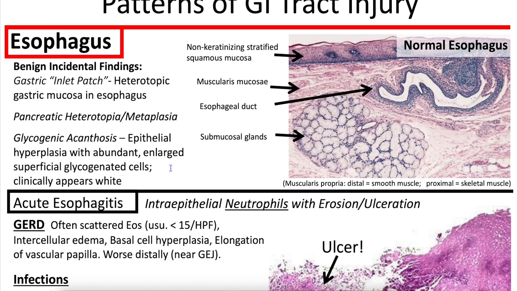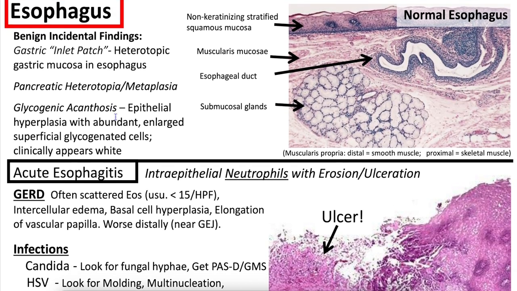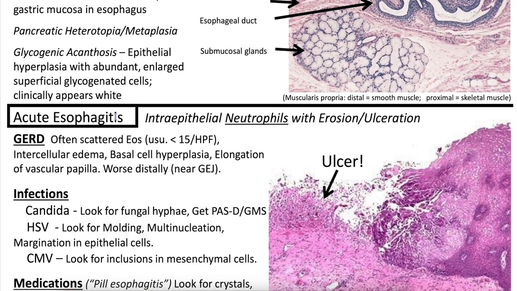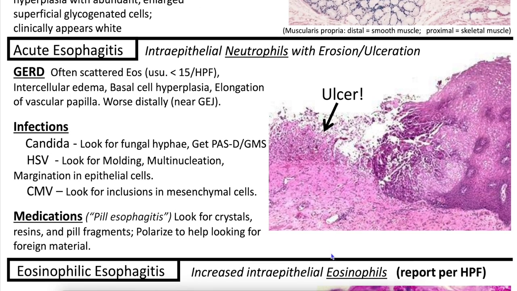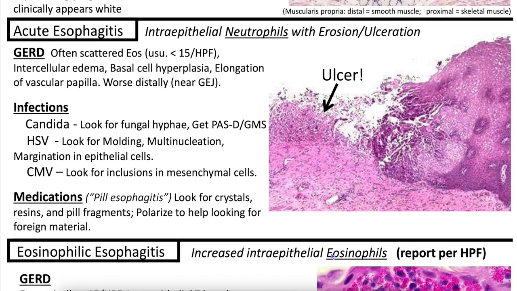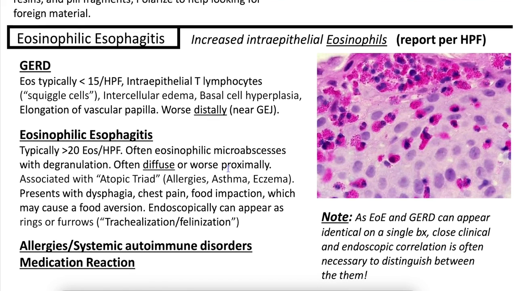But esophagus, remember you can get reduplication of the muscularis mucosae. You can get your gastric inlet patch, which is heterotopic gastric mucosa, esophagus, pancreatic heterotopia, metaplasia, glycogenic acanthosis, acute esophagitis, where you have intraepithelial neutrophils with erosion, which is partial destruction of the mucosa, or ulceration, which is full thickness, GERD, often scattered eos, usually less than 15 per high power field, infections, think Candida, HSV, CMV, medications, your bisphosphonates, doxycycline, for instance, iron.